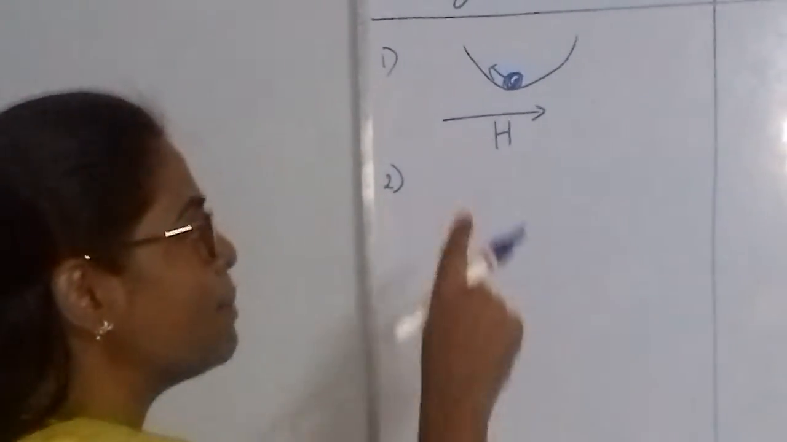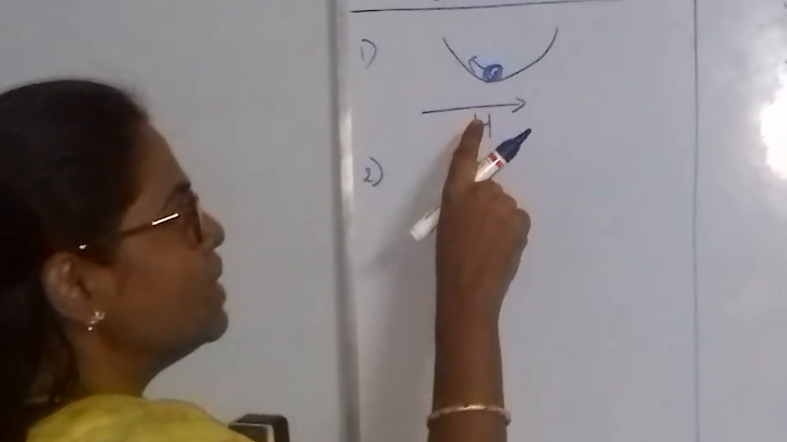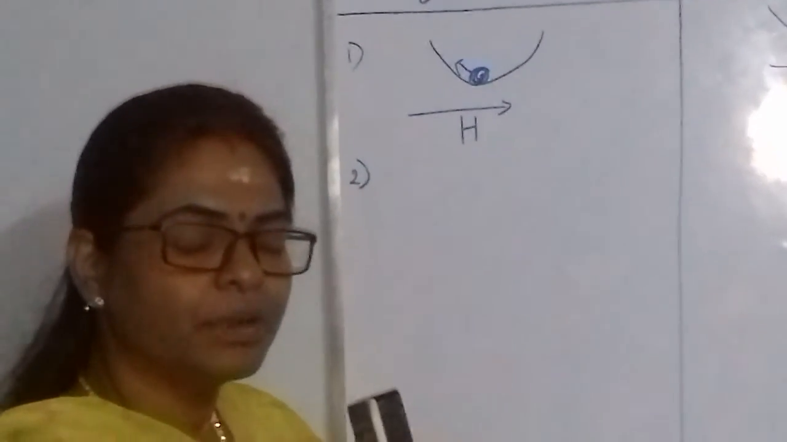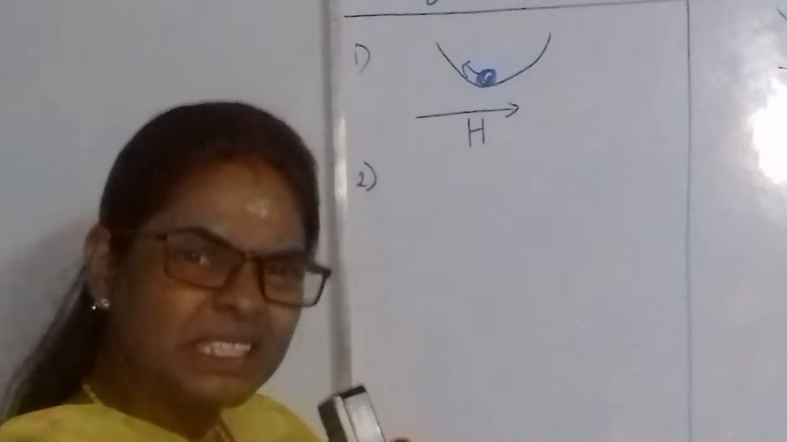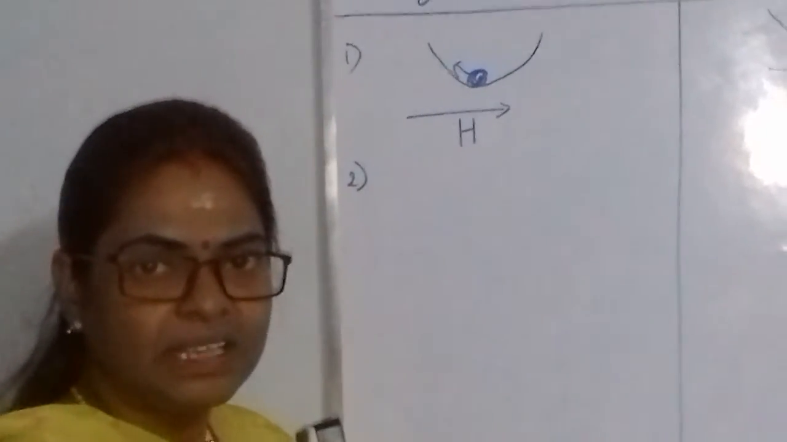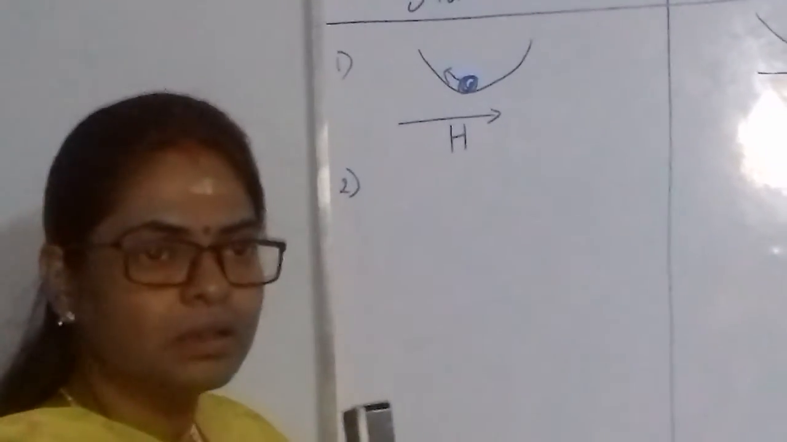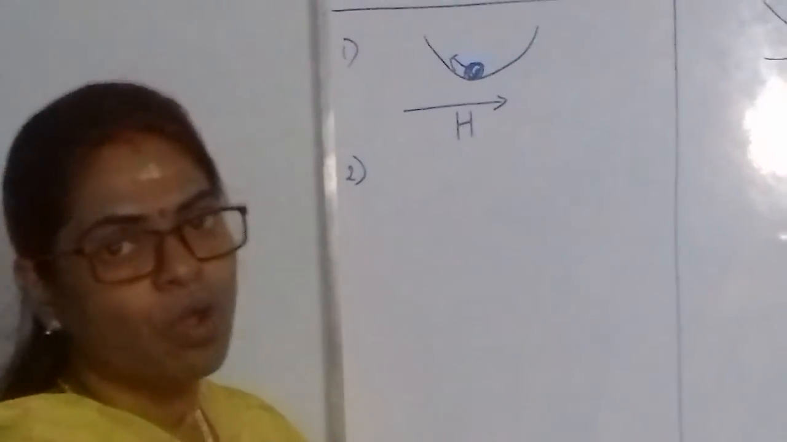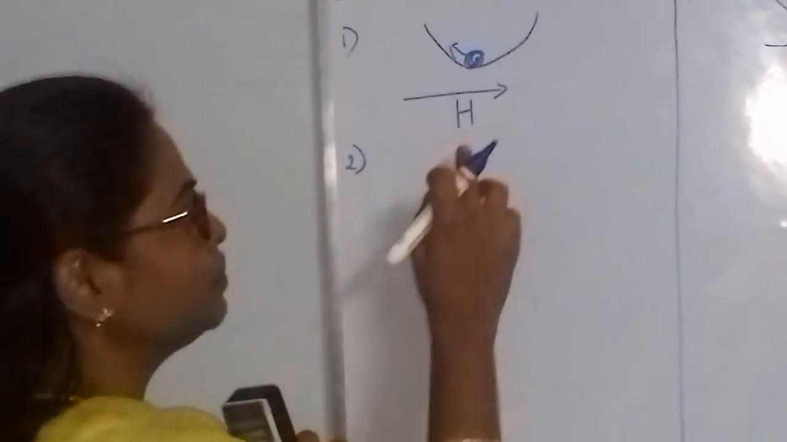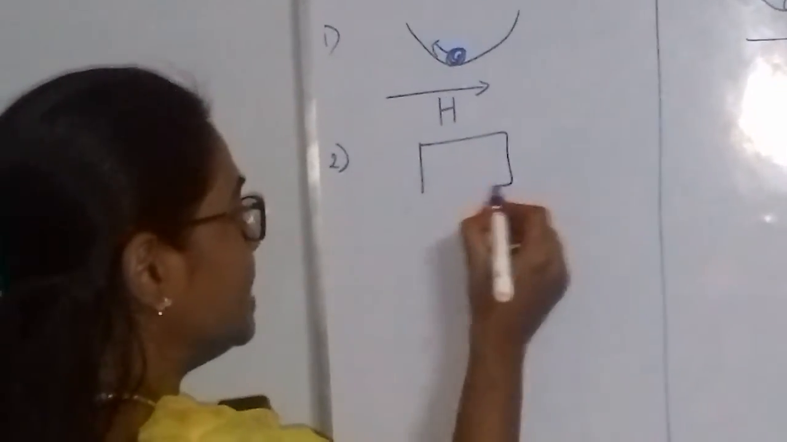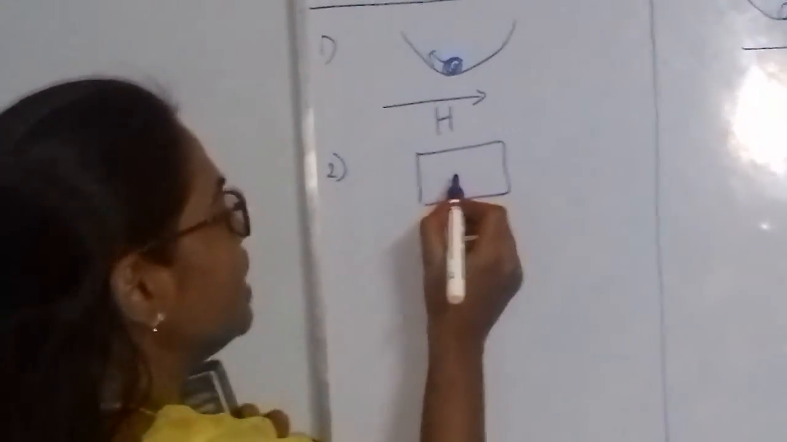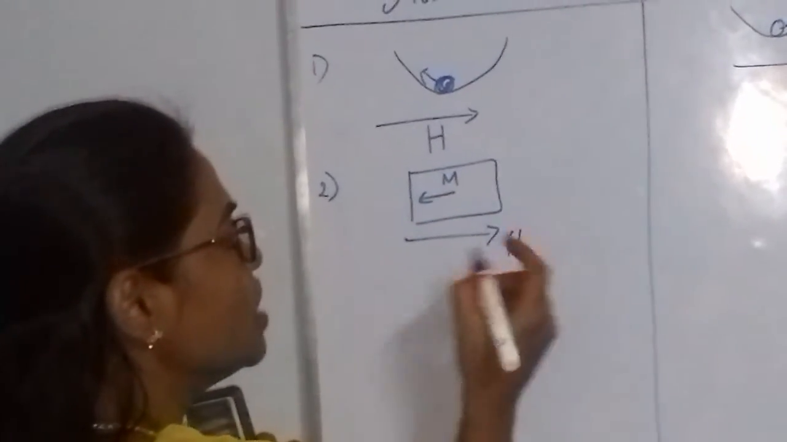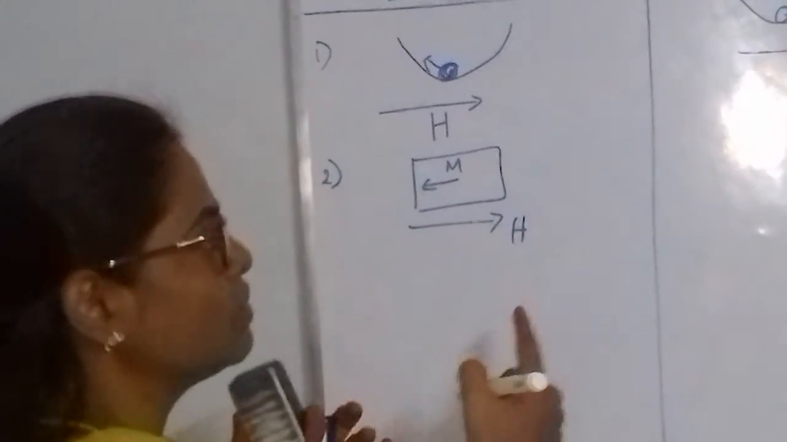If we apply a magnetic field in one direction, the material will go in the opposite direction. If there is a magnetic moment present inside the material, there may be some magnetization that will move in the opposite direction of the magnetic field. So inside the material, the magnetization is opposite to the applied field. This happens in the diamagnetic material.